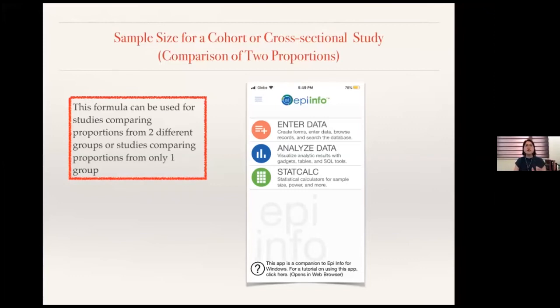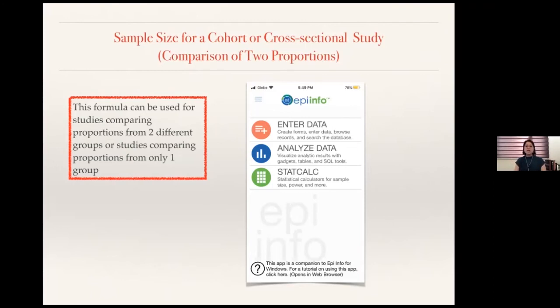For example, you have an intervention, drug Y. Group 1 has drug Y, group 2 has no drug at all. No? So two different groups. And you compare proportions. You compare how many people improve here and how many people improve here. Then you can use this equation.